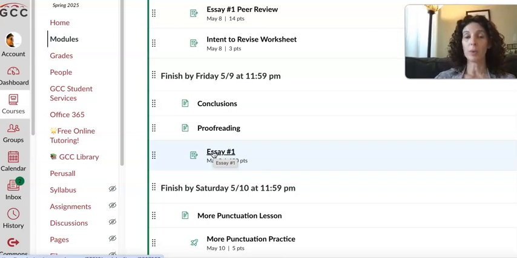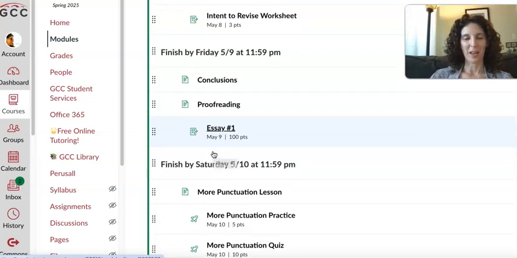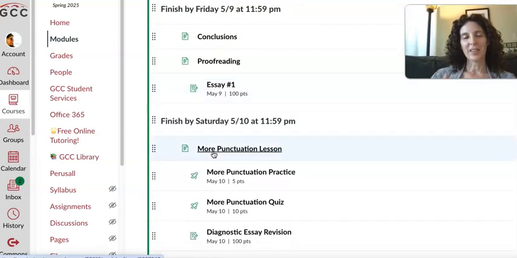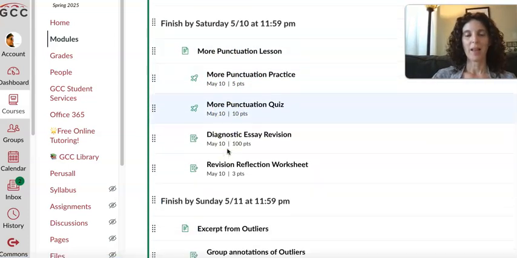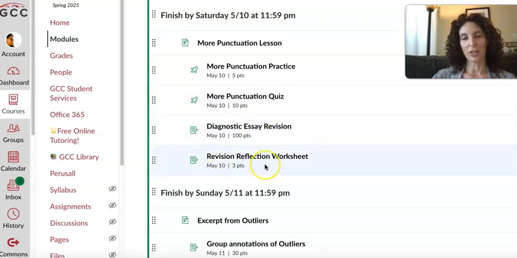So I will not be reading your rough drafts, just so you know. So the feedback you get from me is on your first and second body paragraph drafts, and on your first draft of your introduction. Then you get peer response, and then you're on your own. Okay, so you turn it in Friday, you're exhausted, you have a good night's sleep, and then you come right back and you do grammar. We've got more punctuation, and your diagnostic essay revision is due.